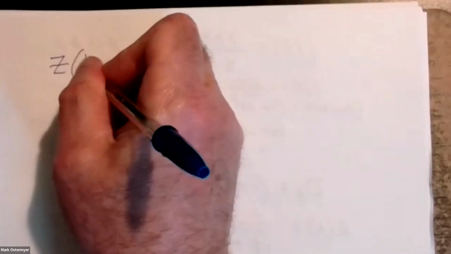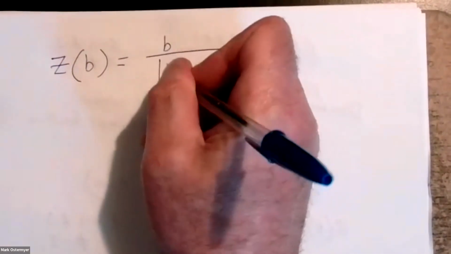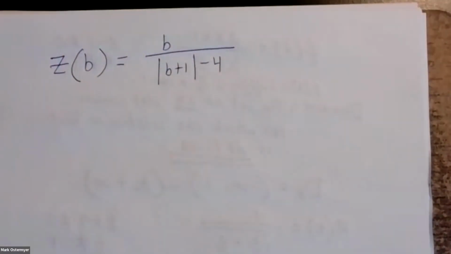Okay, maybe we can look at another one here. Let's see here. What if we have z of b is equal to b divided by the absolute value of b plus 1 minus 4? What would be the domain of this function? When does this function get into trouble? Anybody? When are we going to get into trouble with this function? When is it going to become undefined? When would this function become undefined?